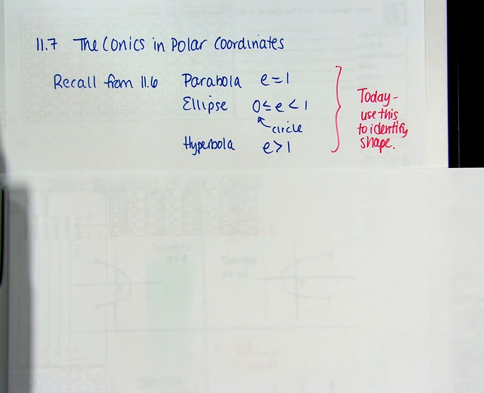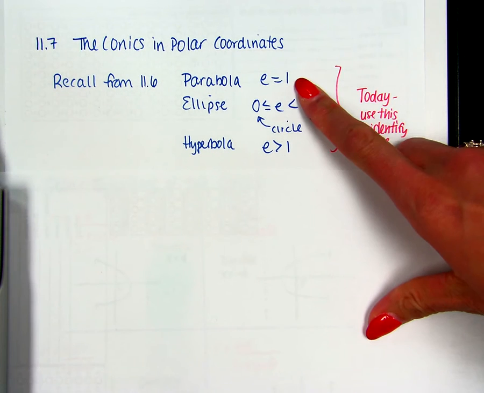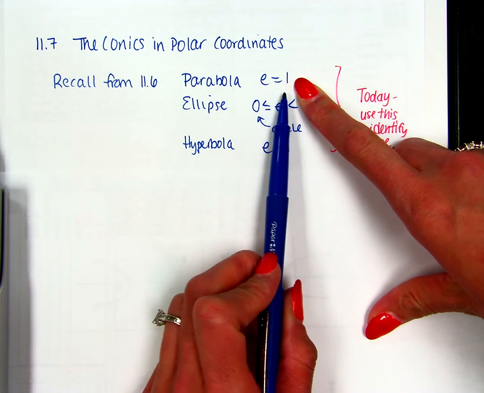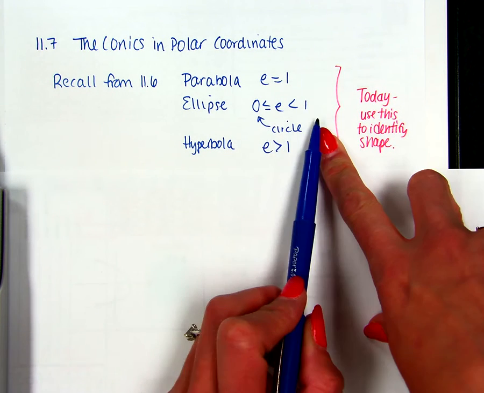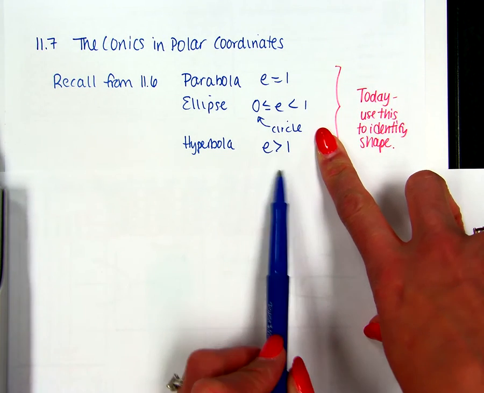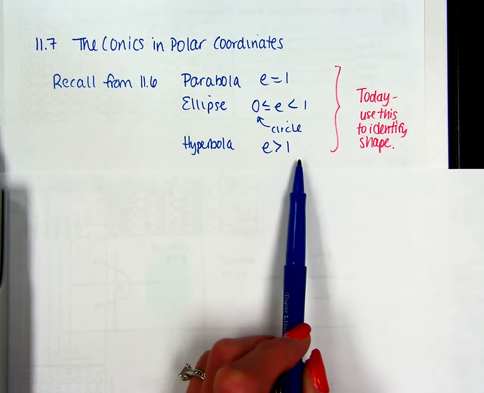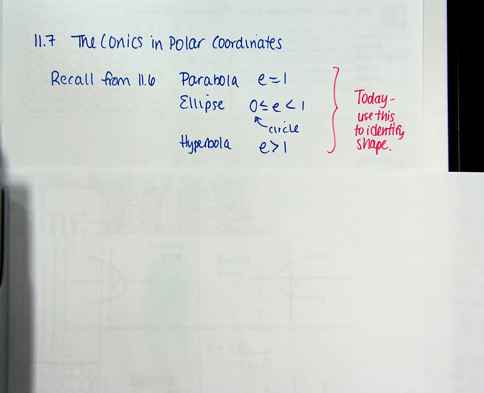All right, so today we're going to be looking at conic sections, but in polar form. So you do need to know something from the last section, which is the eccentricity. Parabolas have an eccentricity of 1. Ellipses are between 0 and 1. If it's a 0, it's a circle. And then hyperbolas are going to be greater than 1. So we're going to use that today to identify which conic section it is.